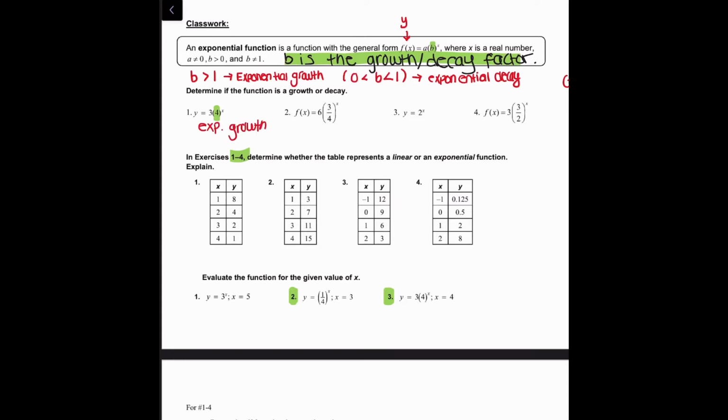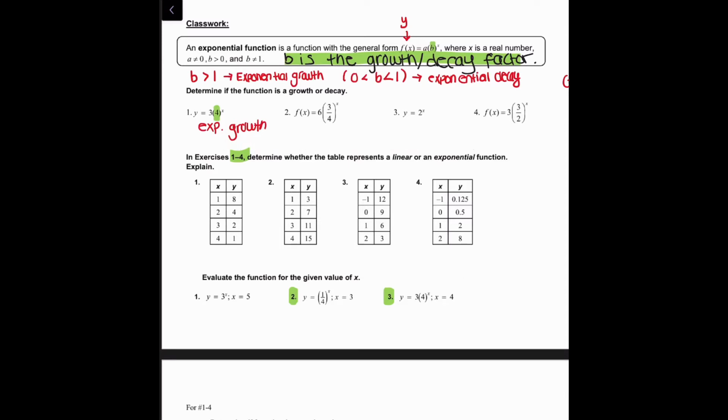If I asked you, and I'm going to do this for this one so that you know how to do it for the homework, if I asked you for the growth or decay factor, you would say that the growth factor is 4. That's how you would answer that question.